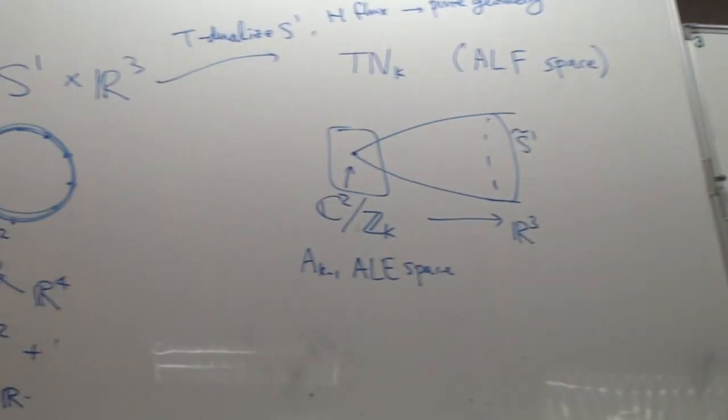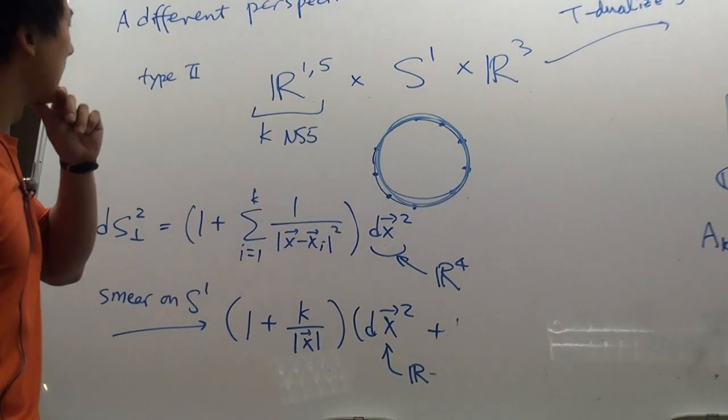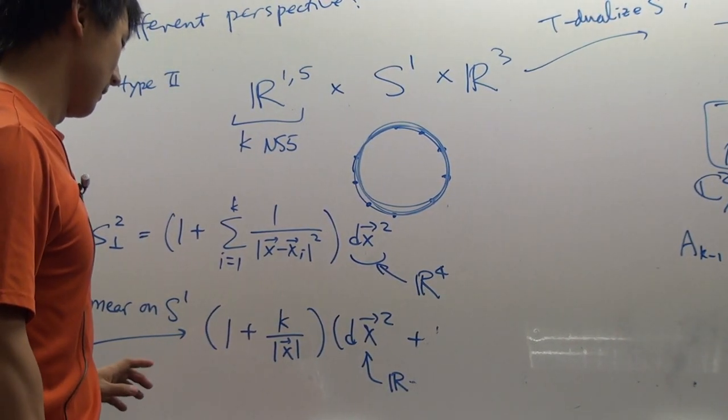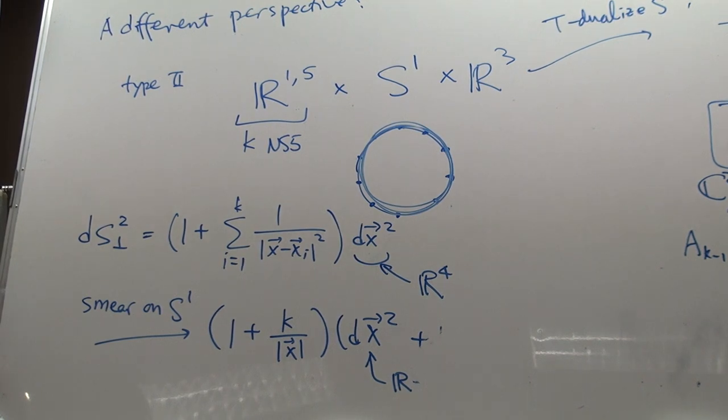Basically, let me see. There's going to be some limit involved where you adjust the size of the circle. I don't have a clear way to justify from this side that you will get the same decoupled theory, but somehow we believe that if you do this, you end up with the same decoupled theory, the singularity of the ALE space.